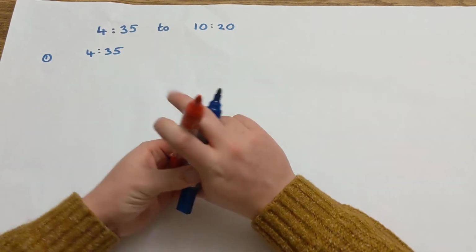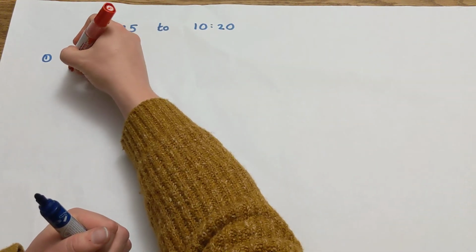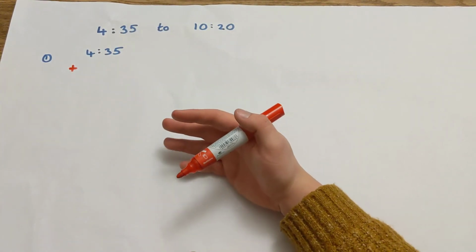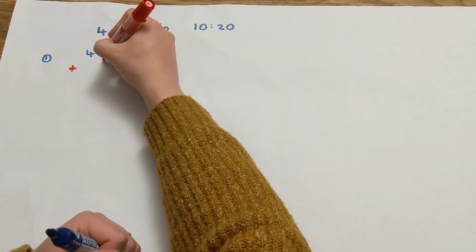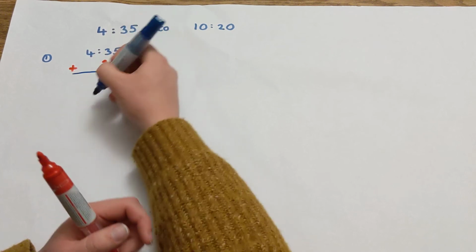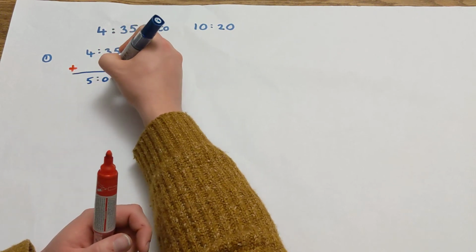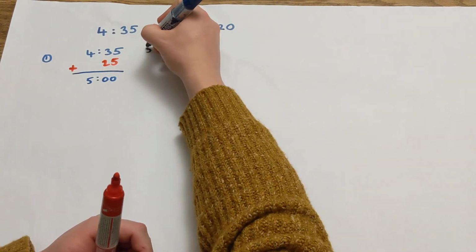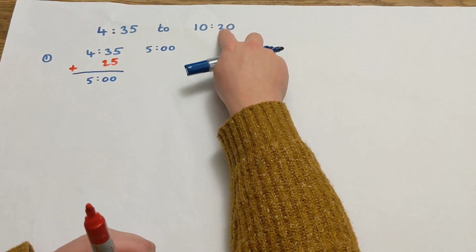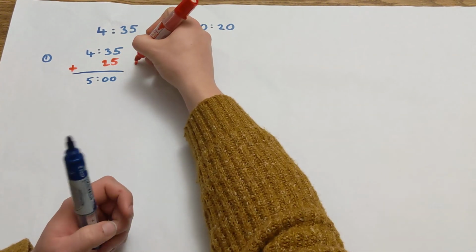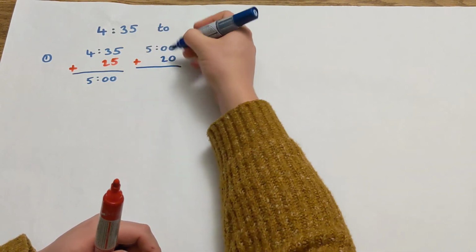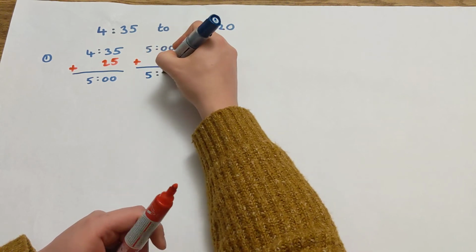So how many minutes do I need to add to 4:35 to make it the next full hour? Okay, well, how much do I need to add to 35 to make it be 60? Well, I have to add 25, don't I? Okay, so if I add on 25 minutes, that will take me to 5 o'clock. And now I want to look at what do I have to add to 5 o'clock to make it be 20, to make the minutes match there, okay? Now, well, if I add on 20 minutes to this, oh sorry, I should have done that in red, that will make that be 5:20, okay?